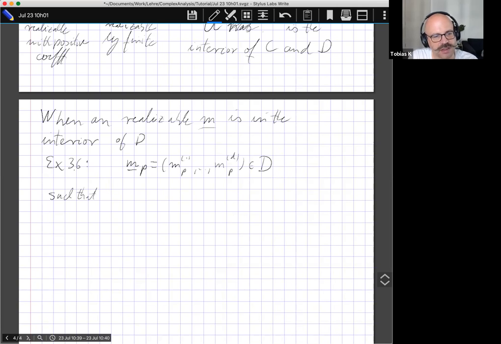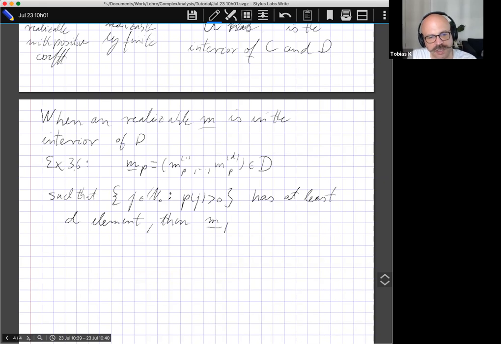You need that if you look at the set of all j element of N0 such that P of j is strictly positive, if this has at least D elements, then M(P) is in the interior of D.